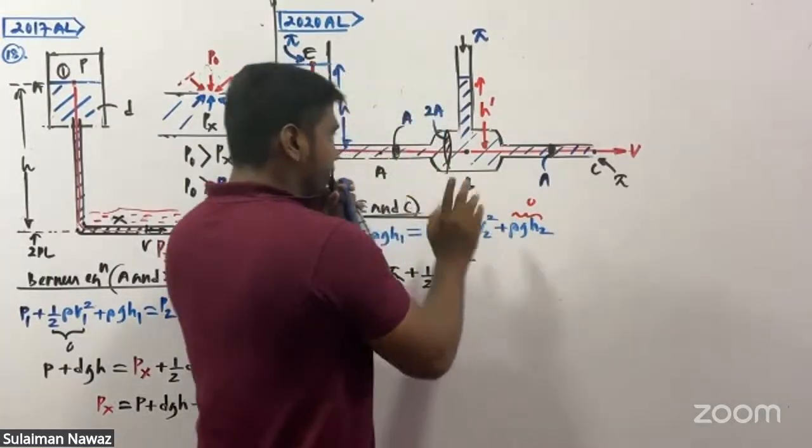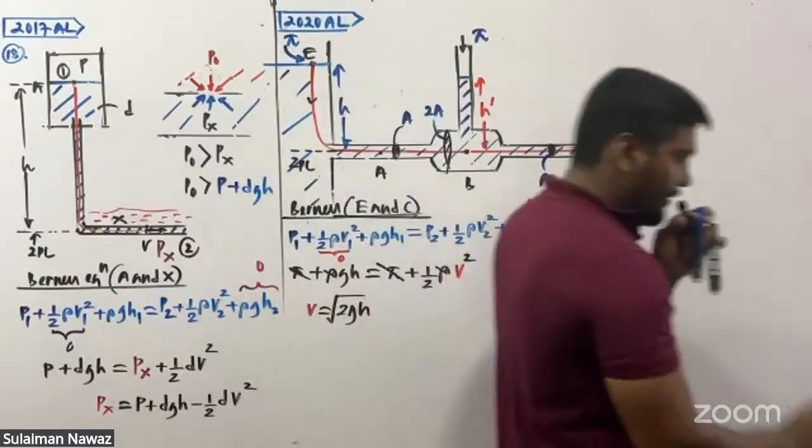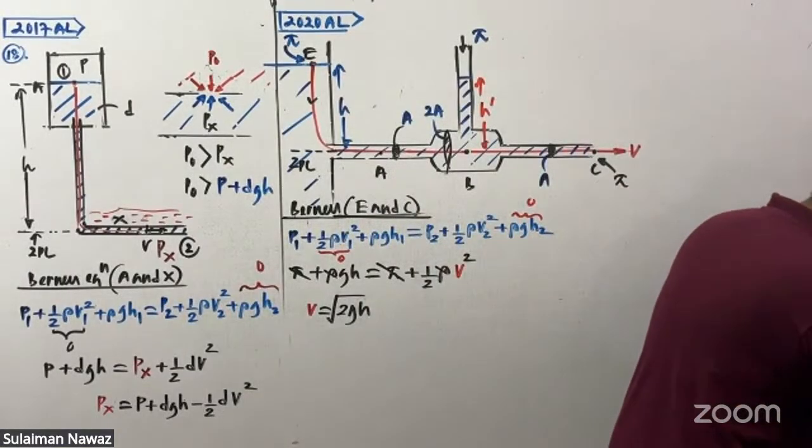Tell me now, what's my target? My target is H dash, right? Now, anyone understand that? Our target is H dash. Since our target is H dash, they're asking: vertical, open, what would be the height of the water level? They're asking us to find the H dash.